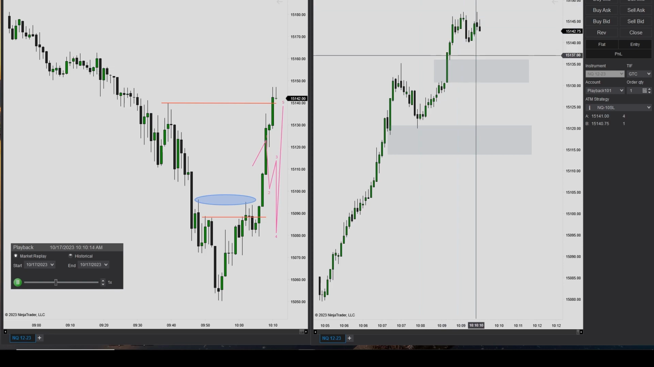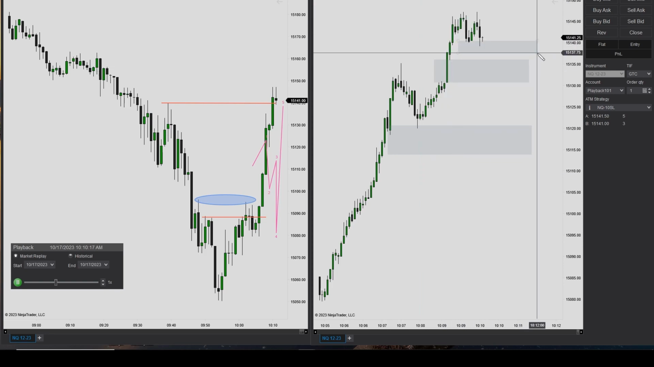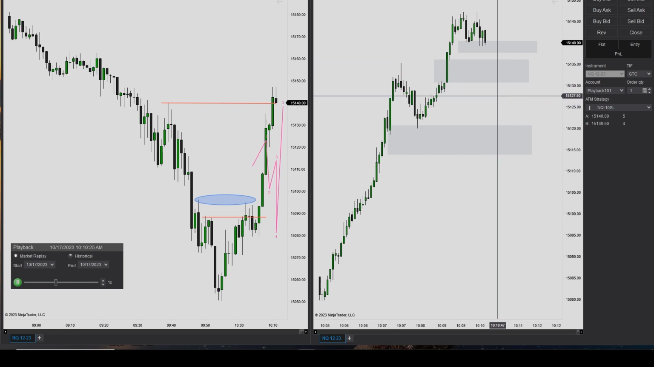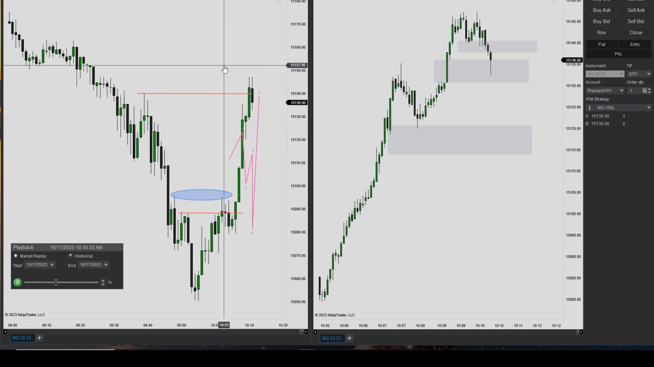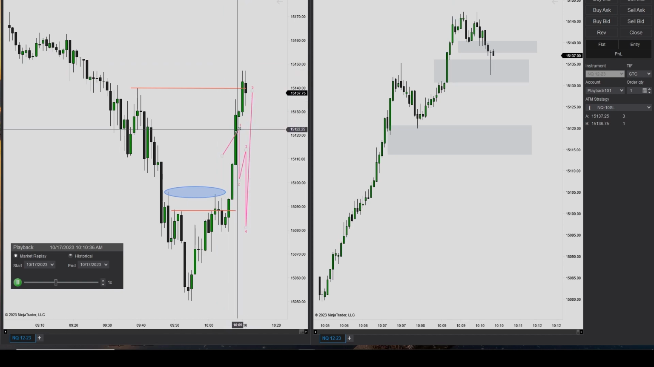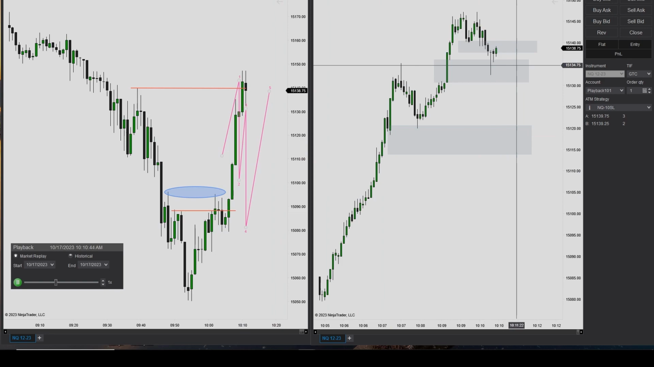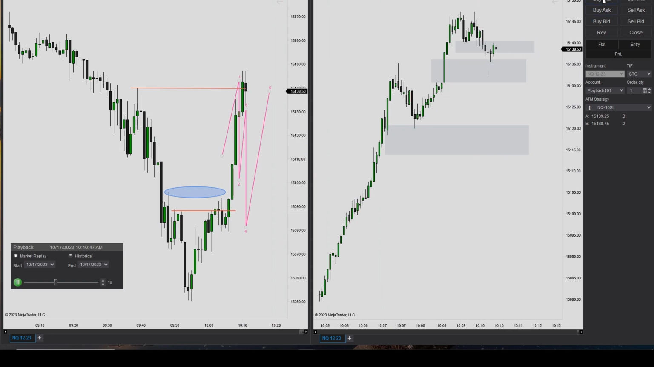Double top. Let's see what we get right here. If I take a long from up here, I'll choke the trade and push my stop really high. Okay, so I don't think this pink line's happening. So let's see if we can tap back down into this wick, maybe.